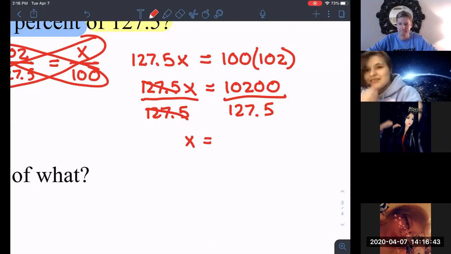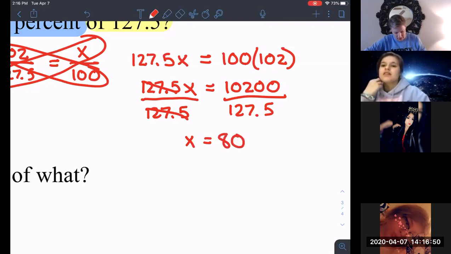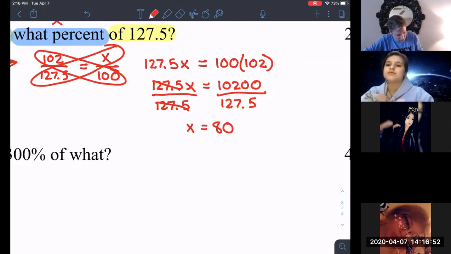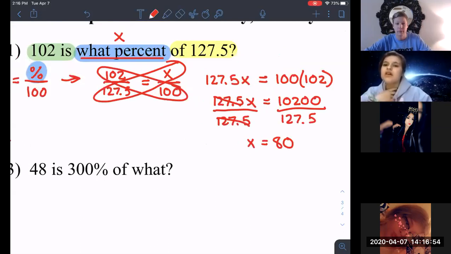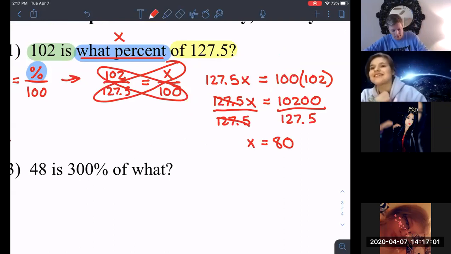And what do we get? 80. Yep, 80. Since our answer is 80, they want us to answer with a percentage. Did you divide? Yes, we divide. Remember, this is how we show division: 10,200 divided by 127.5. The reason we had to divide is because this number is multiplying x. So to get rid of something that's being multiplied, we do the opposite, we divide.